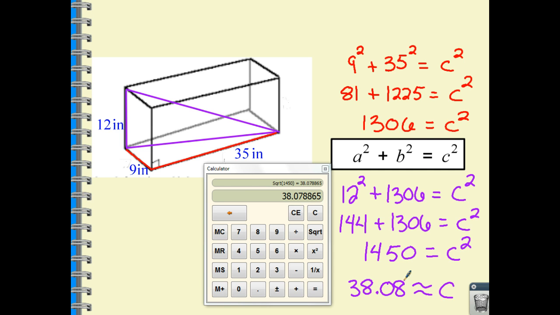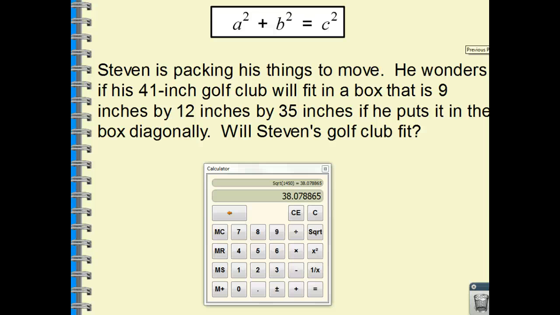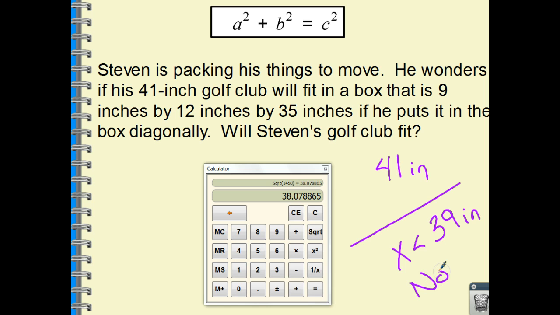38.08. So if we had to round up, the golf club would have to be less than 39 inches for it to be able to fit. Let's go back to that problem. And he says that he has a 41-inch golf club, and the diagonal in my box can only fit less than 39 inches. So X has to be less than 39 inches. So does it fit? The answer would be no. It would not fit in there because the diagonal right now has to be less than 39.